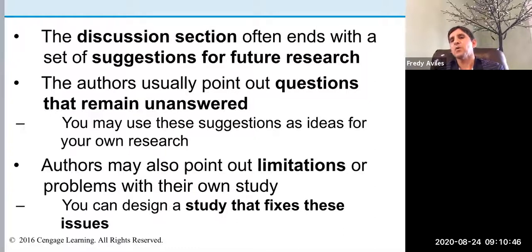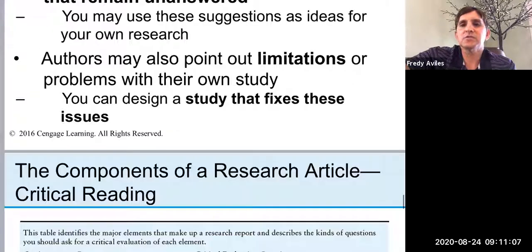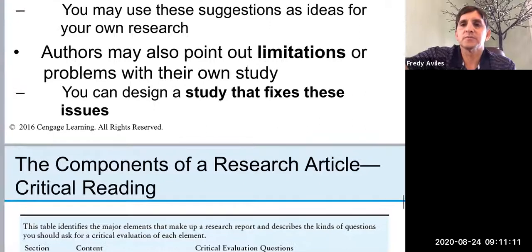These suggestions aren't always easy to test, however. Okay, this is usually sophisticated research. If you do try to answer some of those unanswered questions, you might do it in a very simple way. Okay, but they're usually not simple. The authors point out limitations, like I said, problems with their own study. You can use these study fixes to try to fix these issues in your own research.